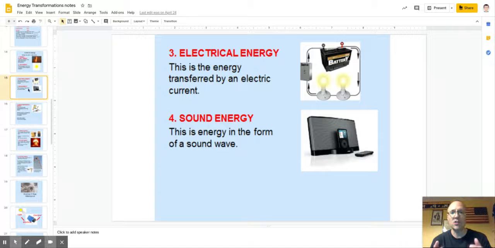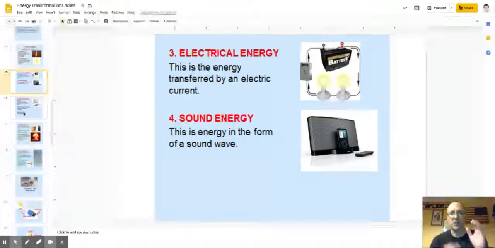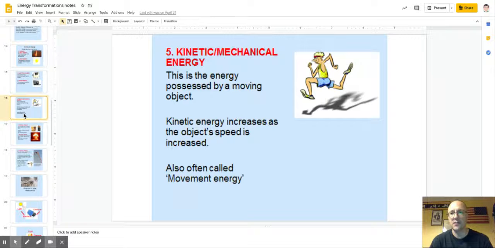Sound energy. I haven't talked much about sound energy, but sound energy is energy in the form of waves. It's a different type of wave. It's what we call a compression and rarefaction wave. So it compresses and moves apart. And so when a speaker moves in and out, what it's doing is it's vibrating the air, and then those vibrations in the air pass on to your ear, which causes your eardrum to vibrate. But sound is an energy, and it's a product that's given off.